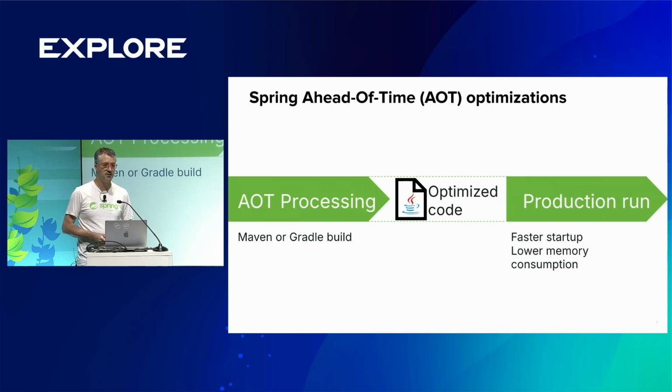Spring ahead of time optimizations, like I said before, were introduced specifically for GraalVM native image support, and they are mandatory for the native support, but they can also be used optionally with the JVM, okay? So it's another set of optimizations that can be combined with the CDS support. It's more at the Spring level, and it's basically going to remove some processing done by Spring during the runtime and move it to build time in order to achieve faster startup and lower memory consumption. So you will typically, for now, enable it at Maven or Gradle build.